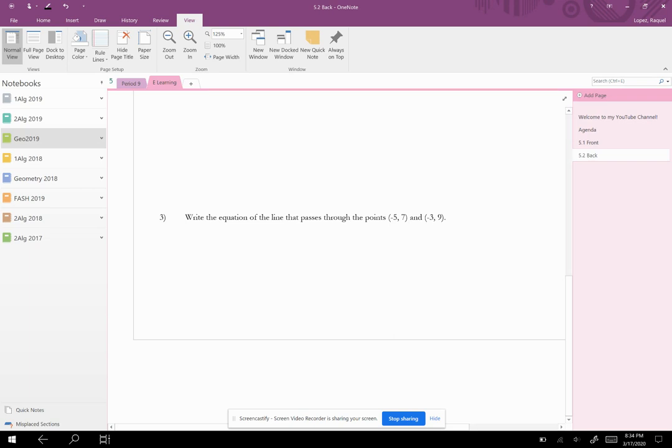So write the equation of a line. Whenever we're working with linear equations, we need to find a couple things. Number 1, we need a point. And what's nice is that they give us 2 points to work with. Okay, so we've got that. The other thing we need to figure out is our slope.